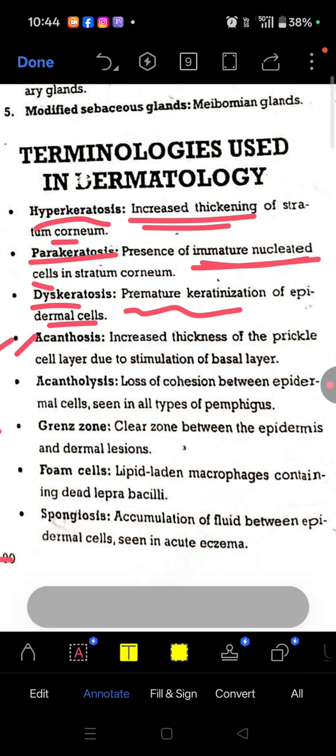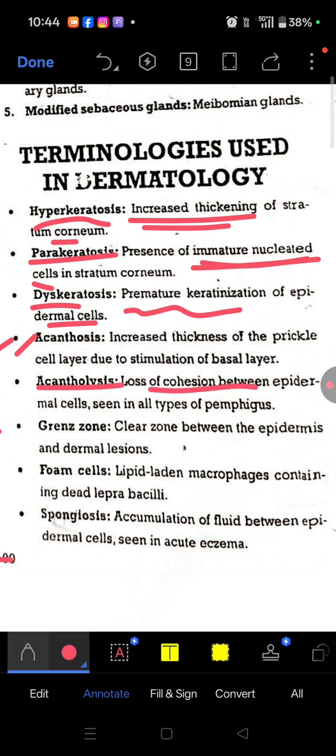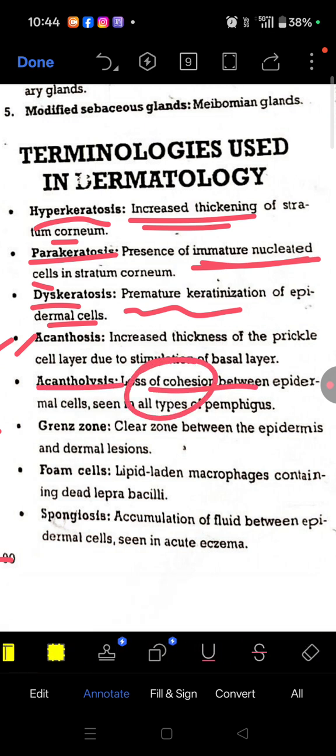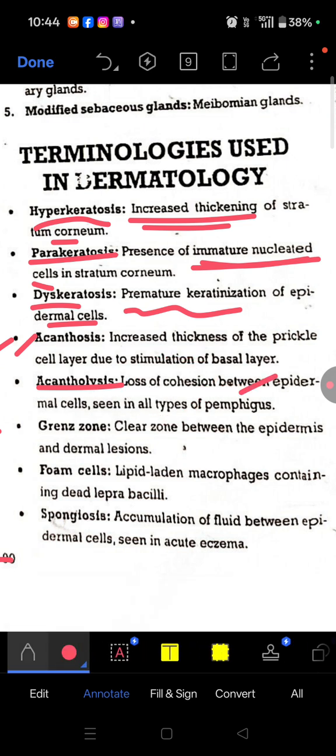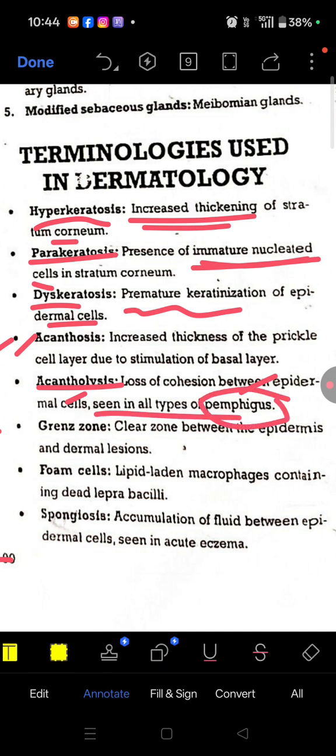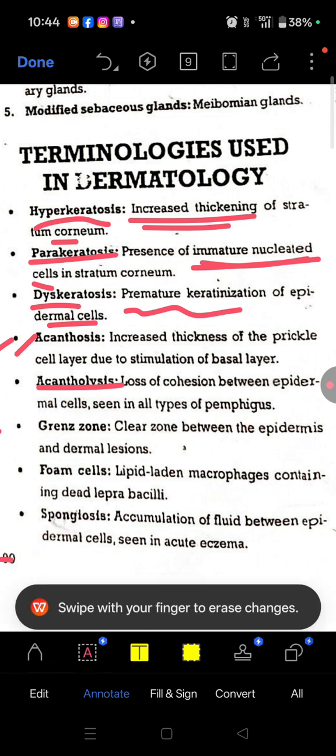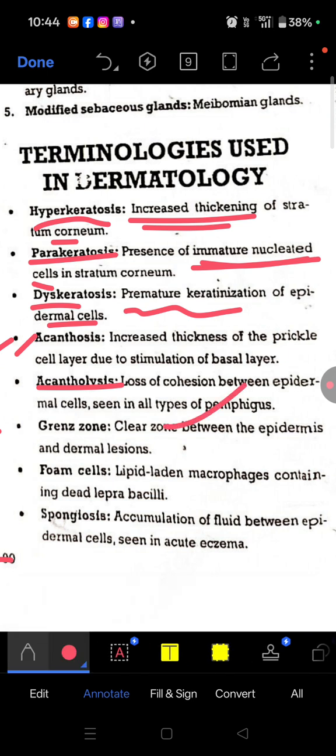Next, acantholysis. Acantholysis is loss of cohesion. This important word is loss of cohesion between the epidermal cells, seen in all types of pemphigus. Next, green zone. It is a clear zone present between the epidermis and dermal lesions.